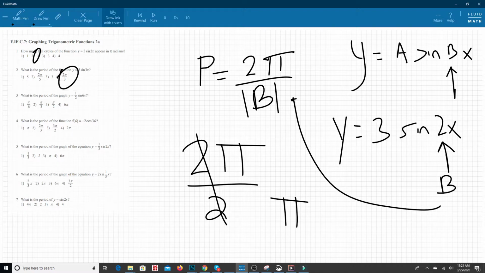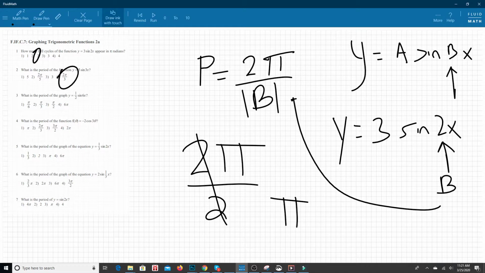Let's look at the next one. It says y is equal to 1/2 sine 6x. What is the period of the graph? Again, for this one, y is equal to 1/2 sine 6x, our B value is 6.